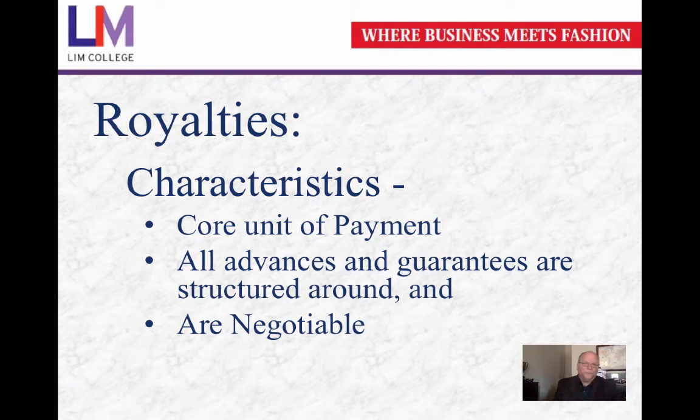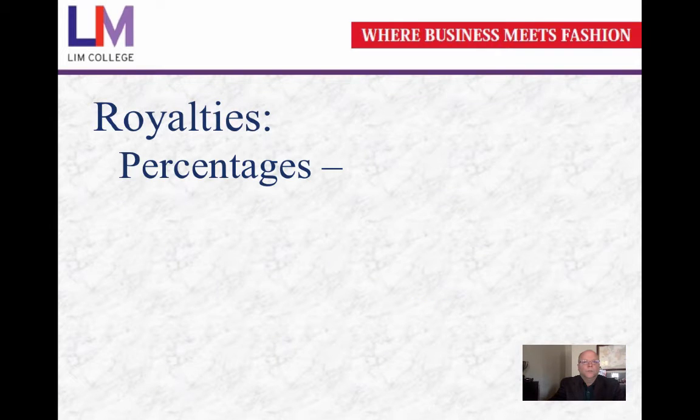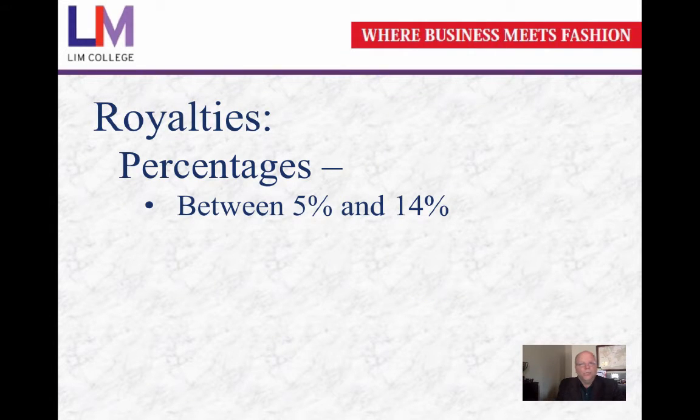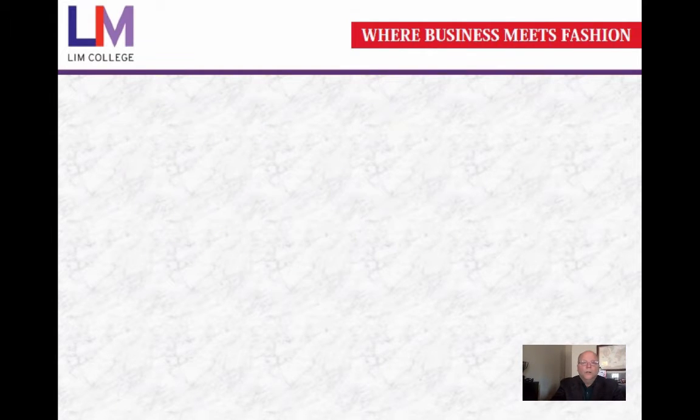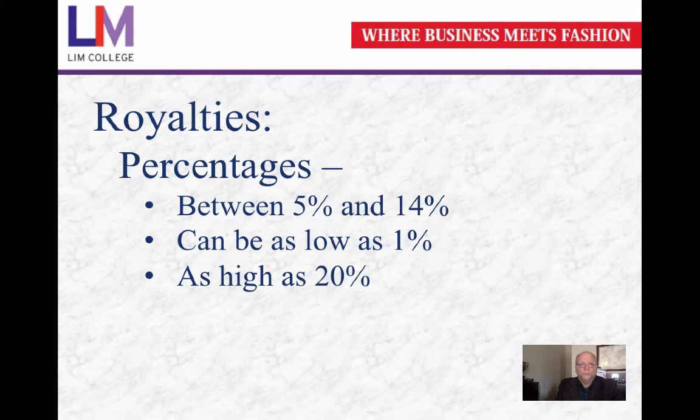So when I ask you on the quiz, I think you're getting the hang of this now, what are the core units of payments within a licensing agreement? Bam, royalties. Royalties are based on percentages, typically between 5 and 14%. They can be as low as 1%, and I've seen them as high as 20%, but most of the time they're going to be between 5 and 14%. If I ask you on the quiz what the typical royalty rate is, between 5 and 14% would be the correct answer. You could also add that they can go as low as 1 and as high as 20, but they're typically between 5 and 14.